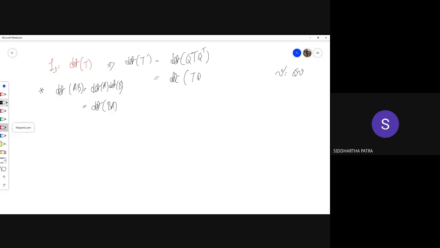So again, segregate them into A and B. This basically is T times Q transpose Q. Again, this thing is an identity matrix. So basically, this one is det T. So that means this is our I3, which implies I3 is an invariant.